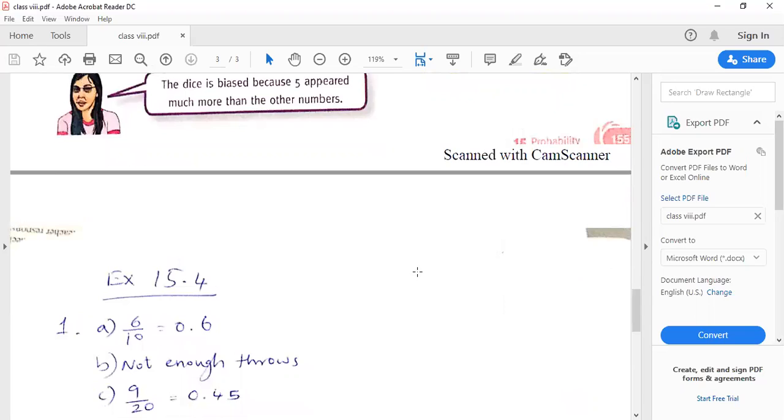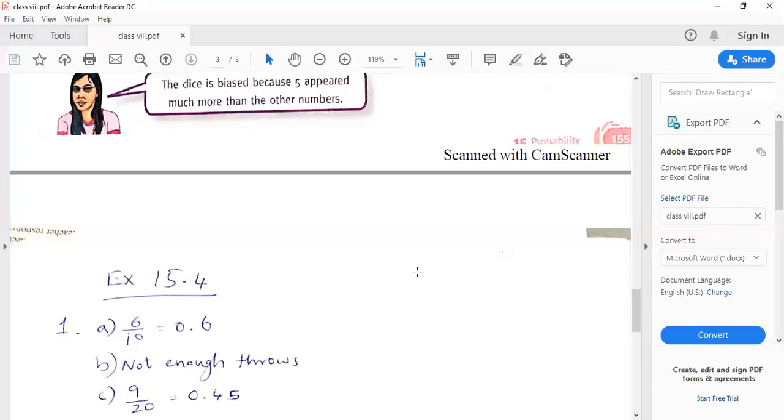Sir, how? First 6 heads, now 3 more heads. So total how many heads? 9 heads. And the total throws now 20. So 9 out of 20. Okay, now number D.